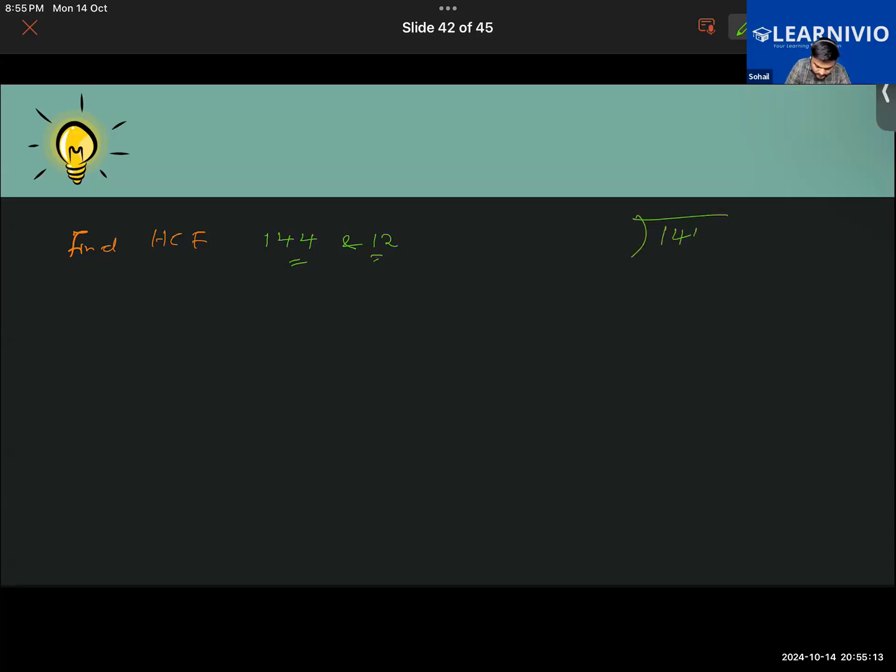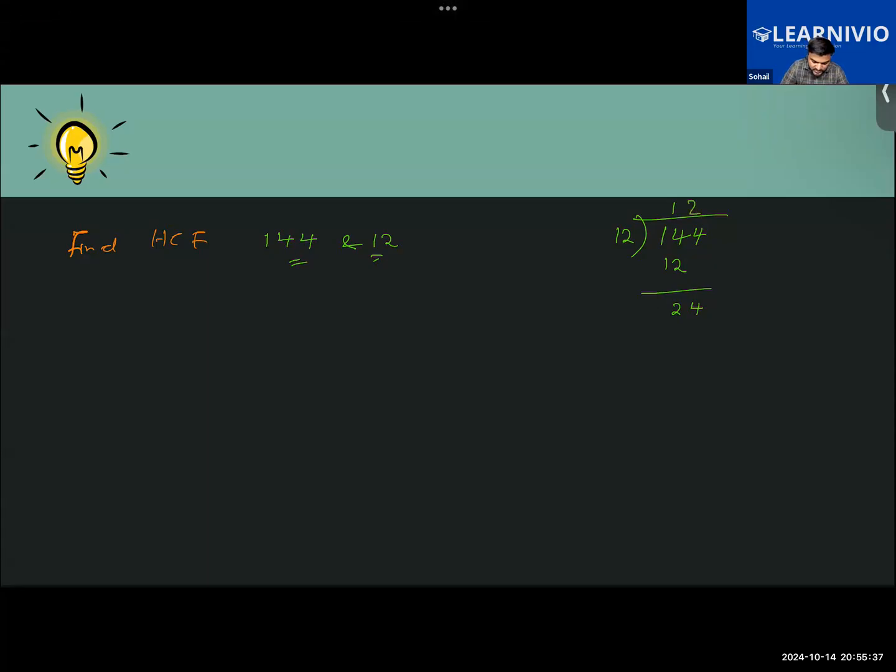So 12 ones are 12, right? 12 ones are 12. So we are going to subtract it from this. So thereby you will be left with how much? 2 here, 2. And 4 from them. 24 now. 12 twos are 24. So simply you are having 12 twos are 24. So in this case, the HCF of the two numbers is 12.